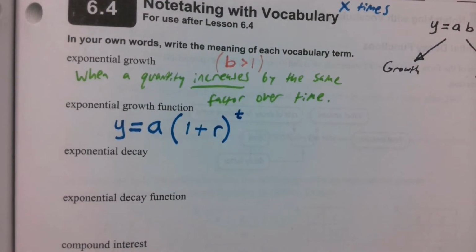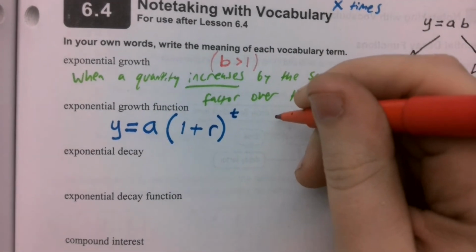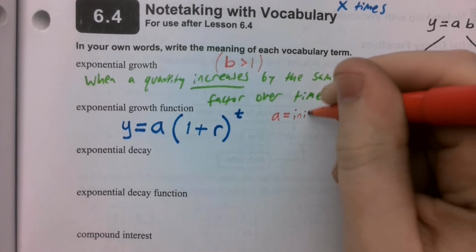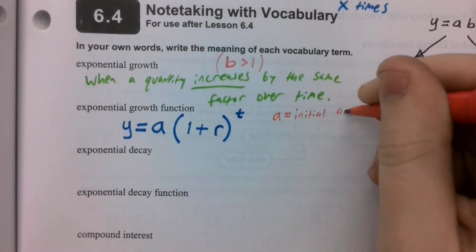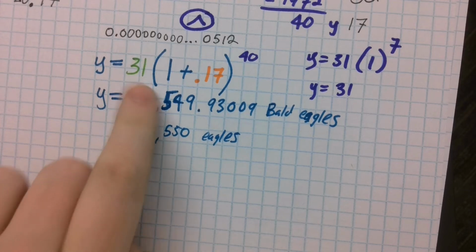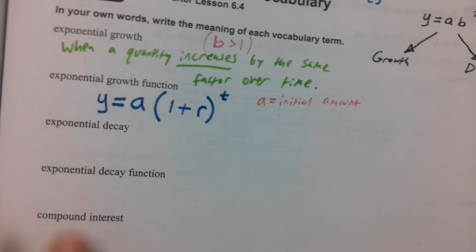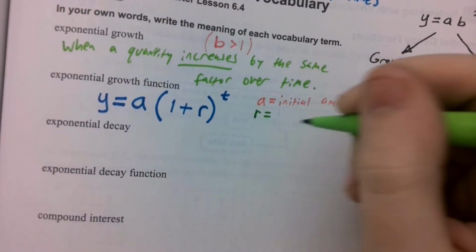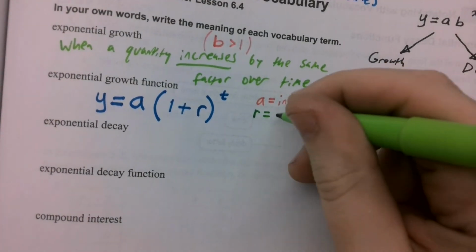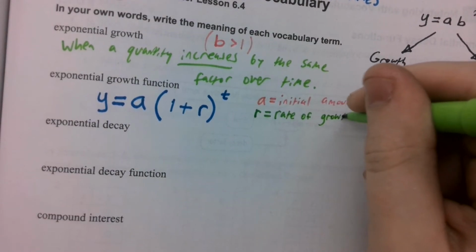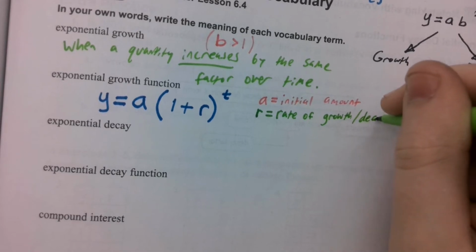Well, before we get too ahead of ourselves, let's talk about each piece. A is still going to be your initial amount, your y-intercept. We started with 31 bald eagles, so 31 went into the spot for A. R, we call a very specific constant. We're going to call R our rate of growth/decay.